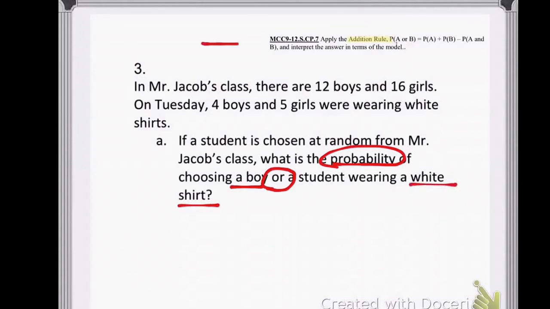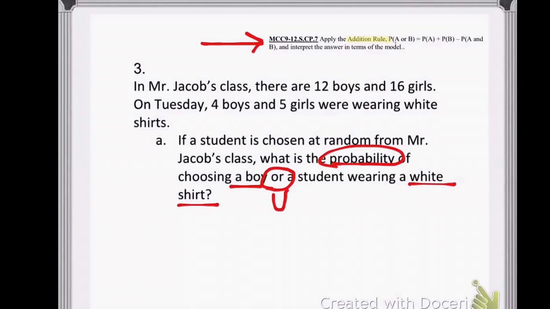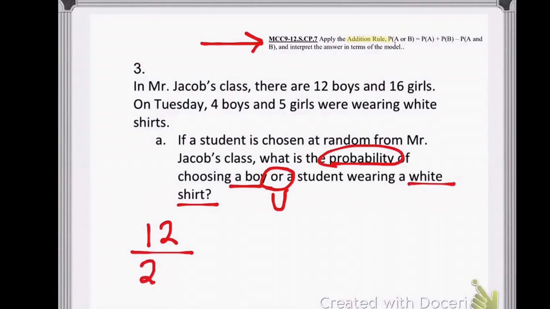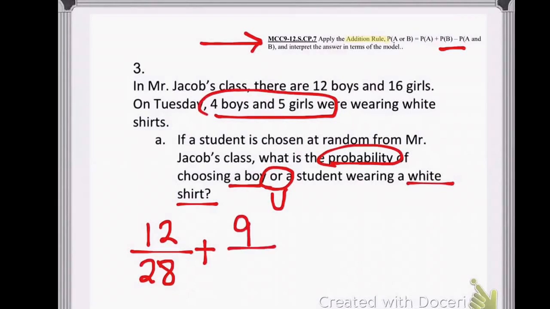So we know that we need to use the addition rule because "or" is talking about union. All right? So it says the probability of A, how many boys? We have 12 boys out of a total of 28. Plus the probability of B, that means people wearing white shirts. Well, there are 4 boys and 5 girls wearing white shirts. So that's 9 out of 28.